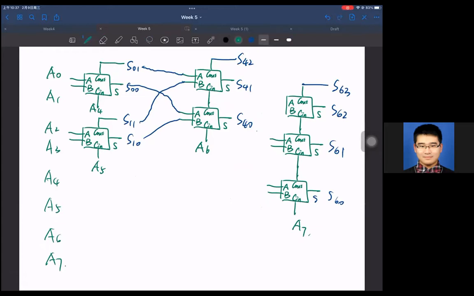And we need to add an additional A7 to it. So which means we are doing a 3-bit plus 1-bit addition. I think it still takes a 3-bit adder, right? We need to be able to handle 3 bits, right? Which means I can put A7 over here.